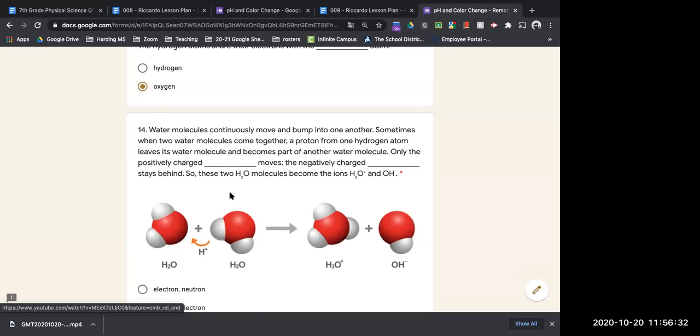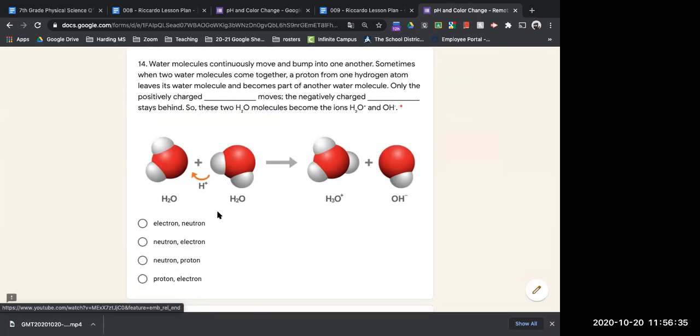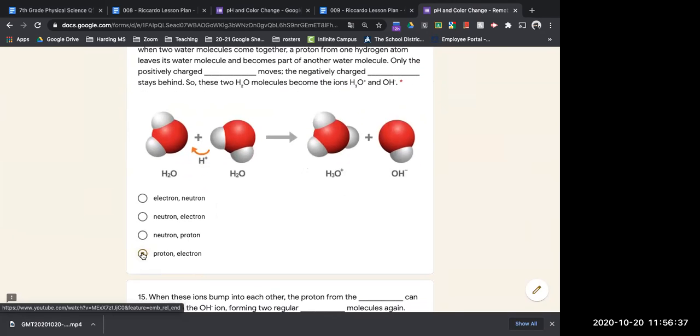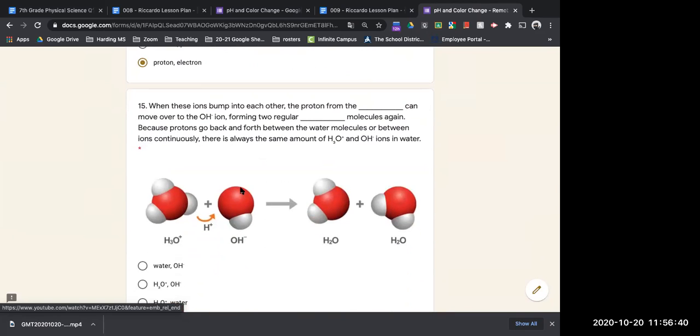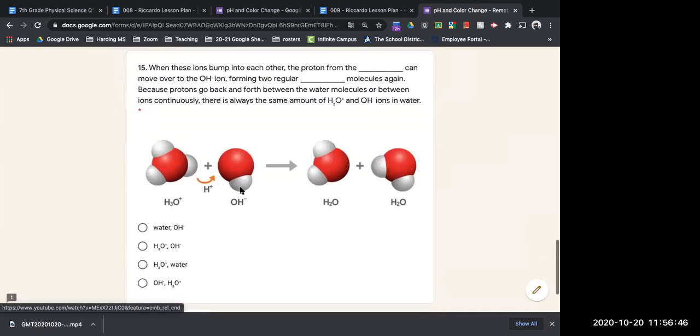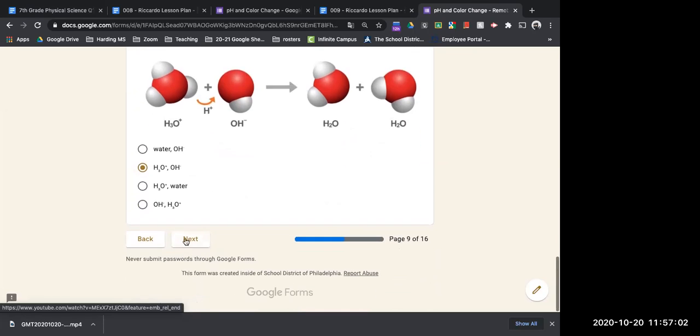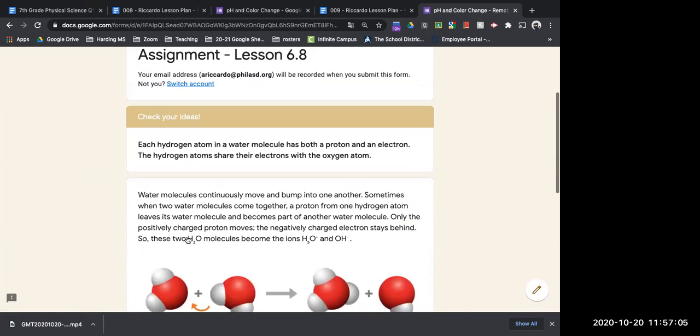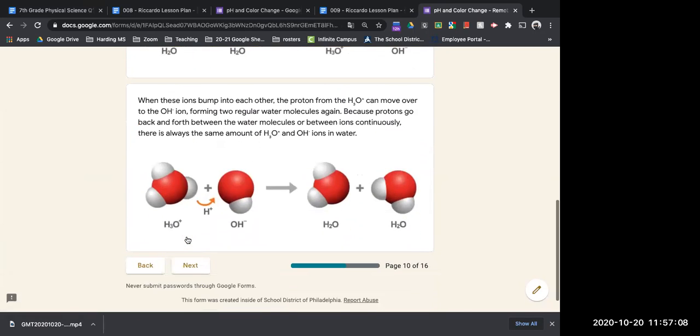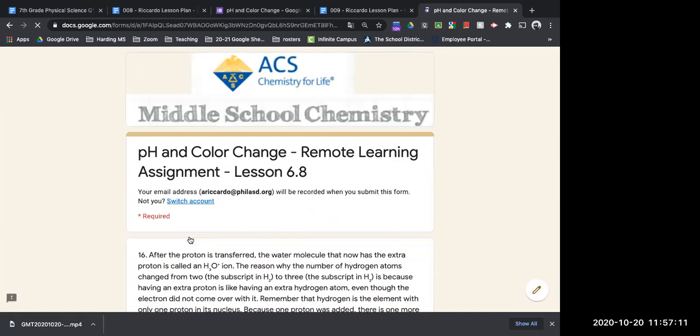Only the positively charged proton moves, the negatively charged electron stays behind. When these ions bump into each other, the proton from the H3O molecule can move over to the OH molecule, forming two water molecules. Boom. Got it. Yes. Did I get that right? Yes, I did. Okay, cool. All right. That was a quick understanding of it.